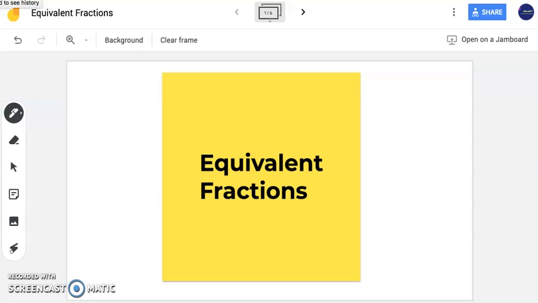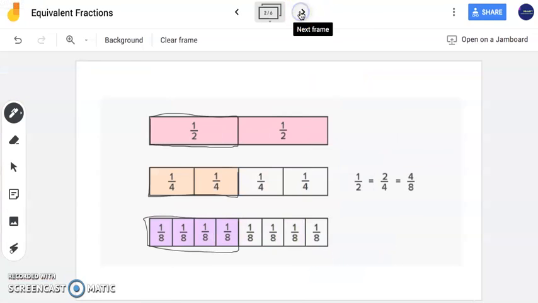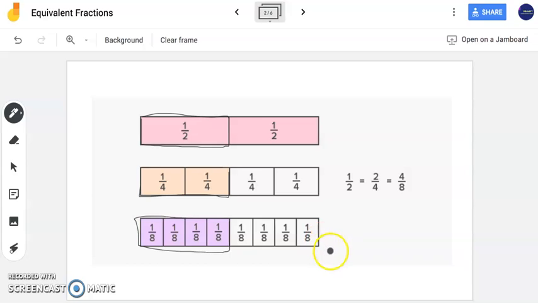Hello, today we're going to learn about equivalent fractions. In this picture here we have fraction strips. Notice we have a whole and another whole and another one whole, except each whole is broken into a different amount of pieces. In this whole it's broken into two equal pieces, giving me 1/2 and 1/2.